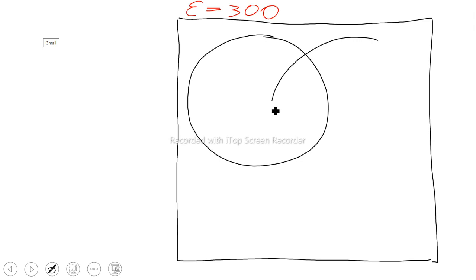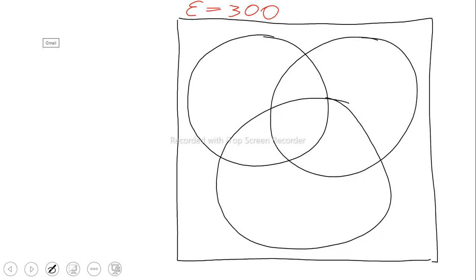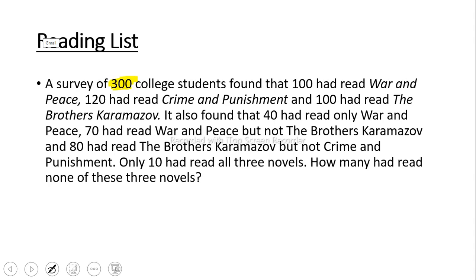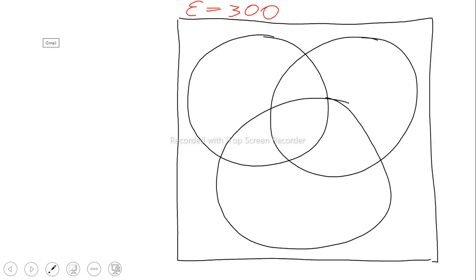So this one, and we know that they're intersecting because they say that 10 read all 3. Okay, so we have intersections right now. So we want to fill out each section of this.